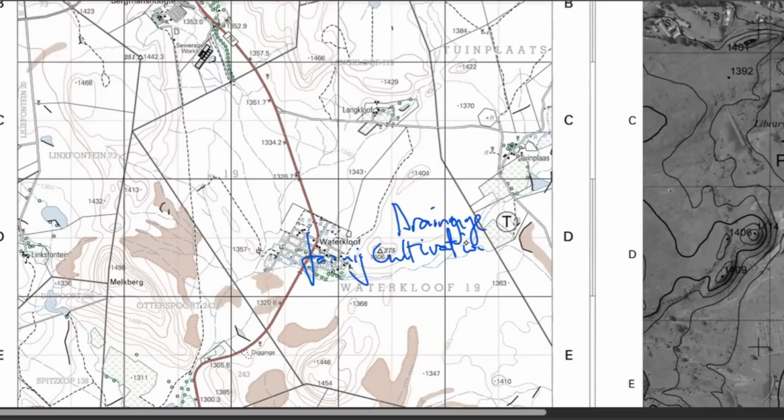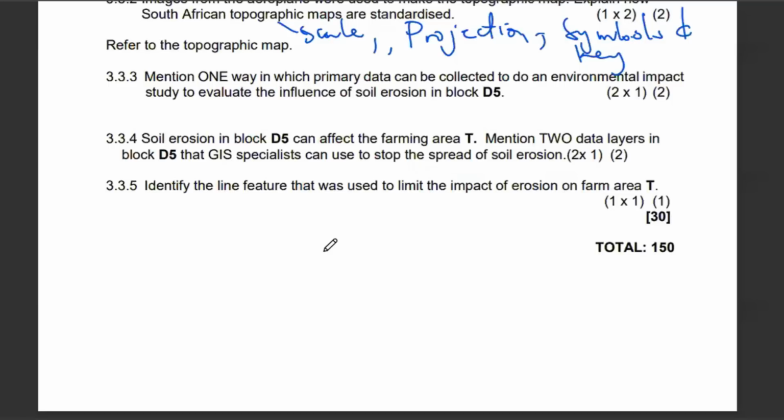also the data layer on topography, the steepness of the area. Remember, soil erosion is also influenced by the topography of the area. So if we check those data layers, they can effectively help in finding solutions to limit the spread of soil erosion. Right, then it says identify a line feature that was used to limit the impact of soil erosion on farm area T.